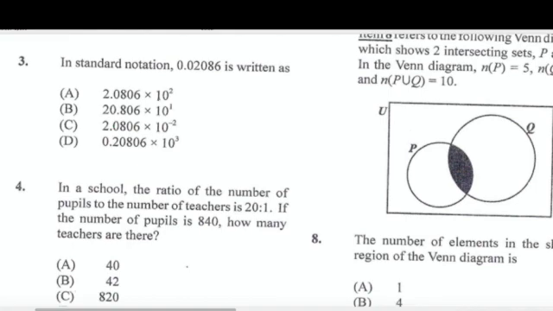In standard notation, this number, 0.02086, is written as, well, I'll probably want the point over here. To get the point over here, I would have to go 2 spaces. So it'll be 2.086 times 10 to the what? Where do we want the point to go from here? Do we want the point to go in this direction? No, we don't. We want the point to go in this direction by 2 spaces, so it'll be 10 to the -2. And that is C.